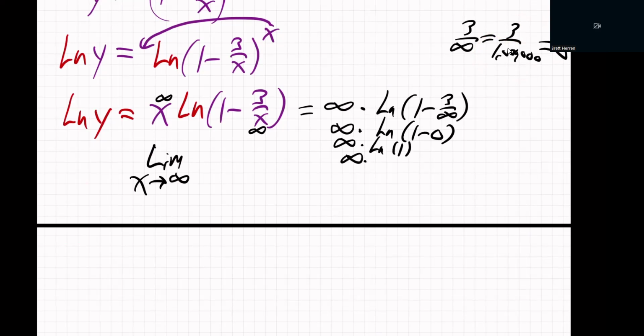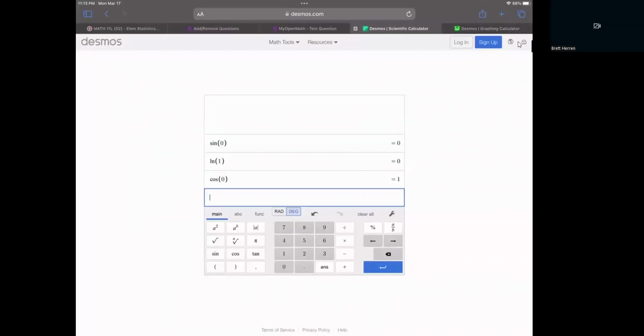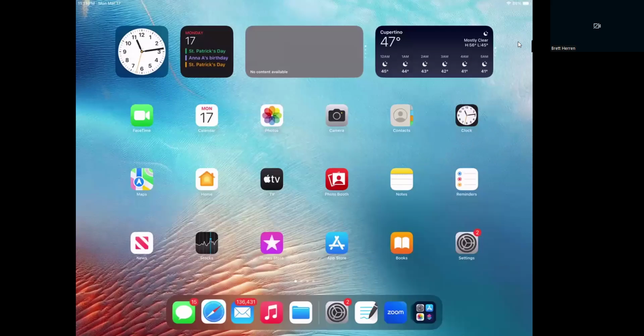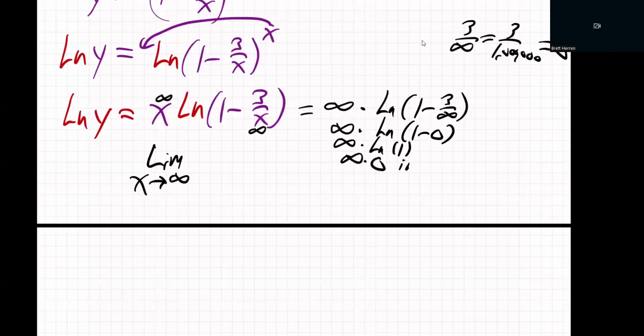Now what's the ln of 1? You can check it on Desmos if you're not sure. There it is right there in the middle. Ln of 1 is 0. So this becomes times 0. What's infinity times 0? It's indeterminate. I mean, we can't determine it. We don't know. You might think, yeah, anything times 0 is 0. We know that. Well, that's true, but this isn't really a 0. It's just close to 0.